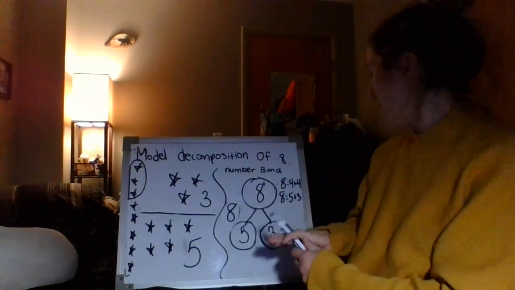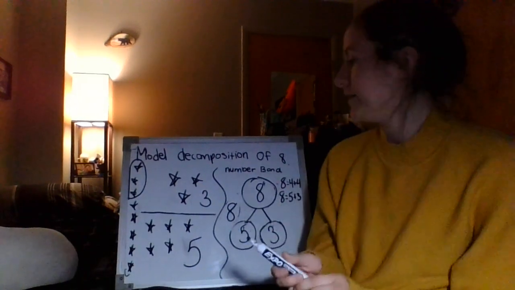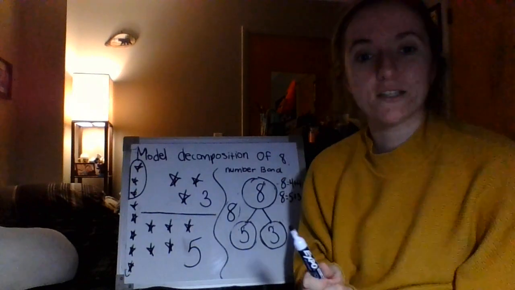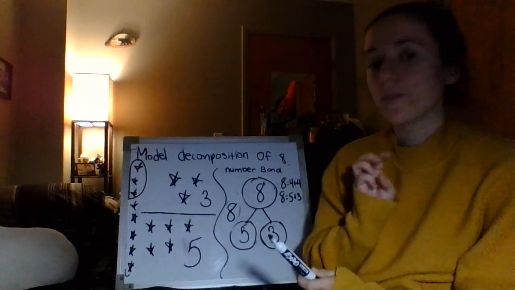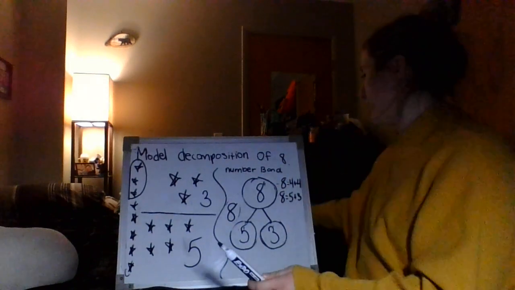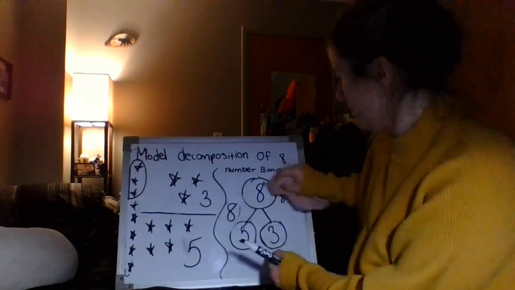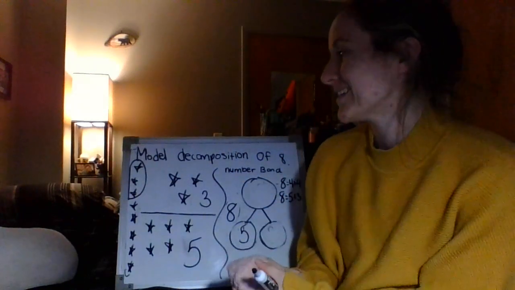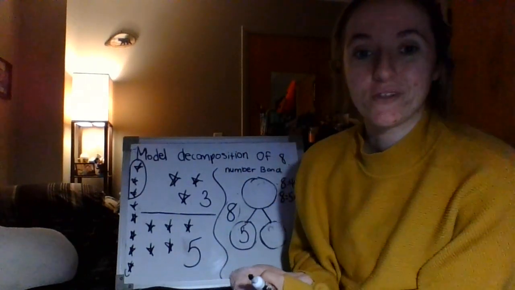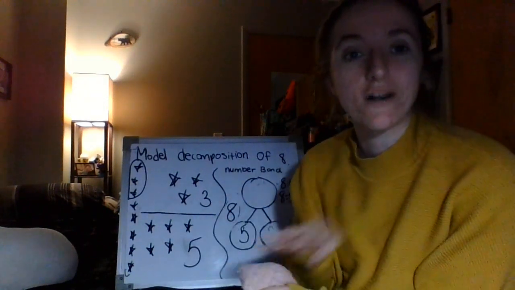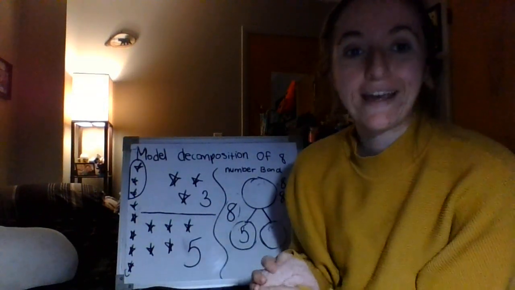Great job, guys. I want you in your composition book to go to a new page, and I want you to do this next one with me so that you're learning the third way that our number 8 can be decomposed. So in your composition book, on the next page after your next blank page, I want you to draw 8 circles.